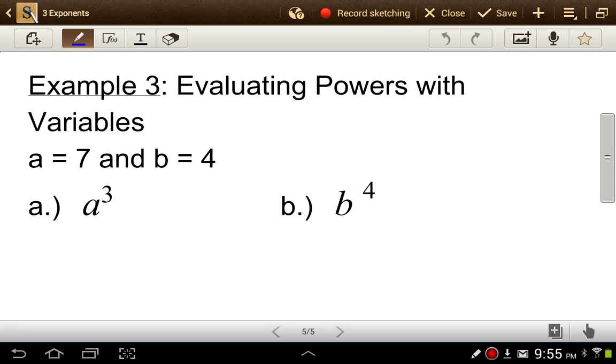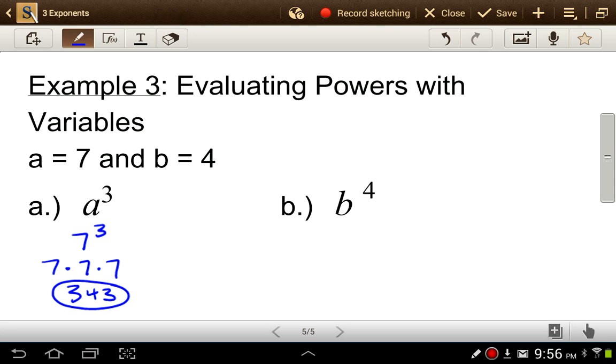So for problem A, we have a to the 3rd power. So I'm going to substitute 7 in for the a. It's going to be 7 to the 3rd power. So step 1 is my substitution. Then I'm going to write it out as the factors. So I'm going to do 7 times 7 times 7. I'm going to multiply 7 3 times. And when I multiply those, I'm going to get 343. Again, if you can't do that in your head, alright, just multiply it out.